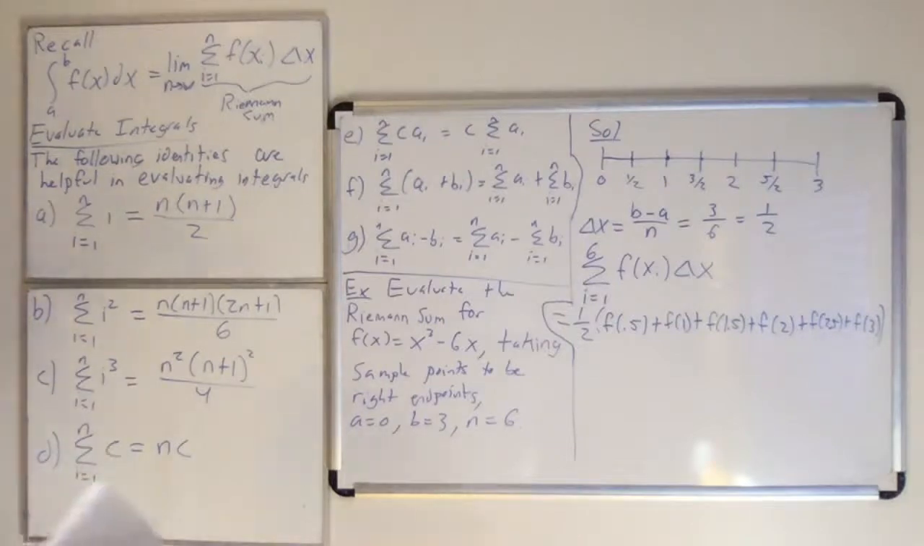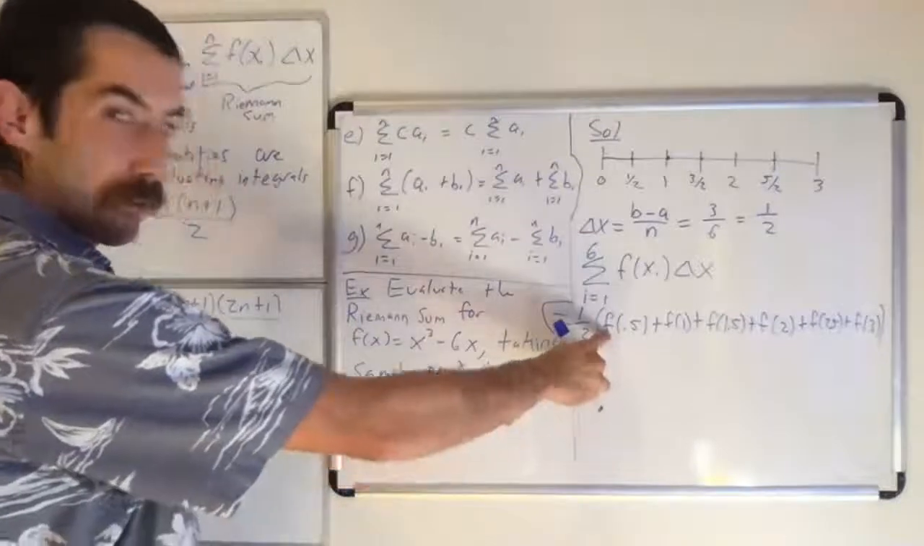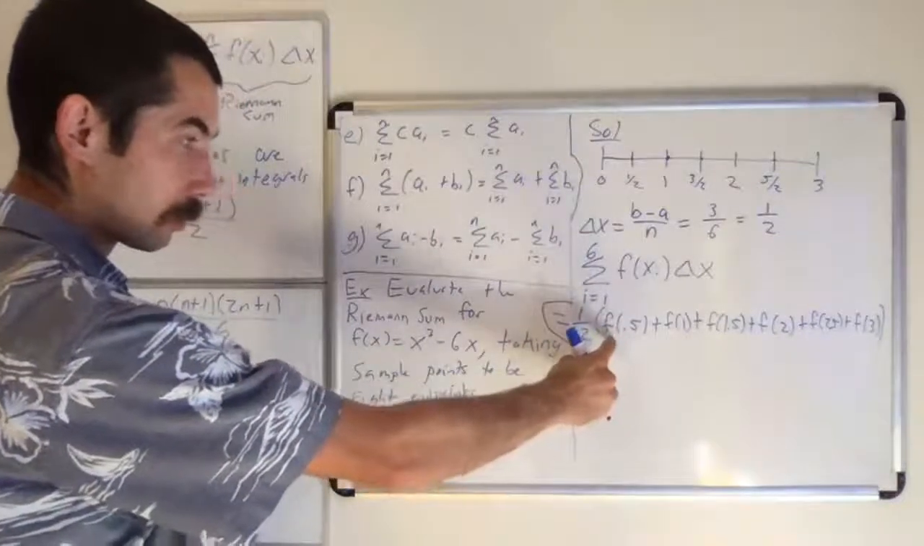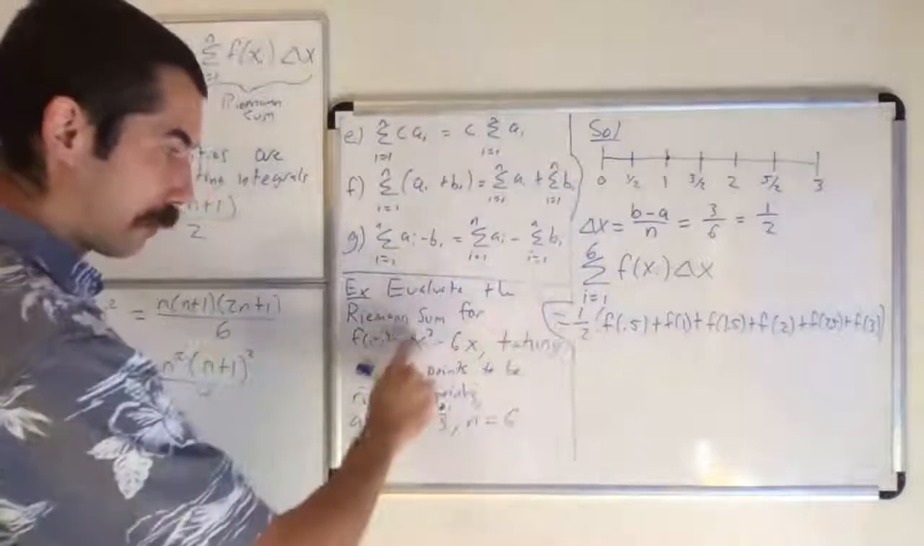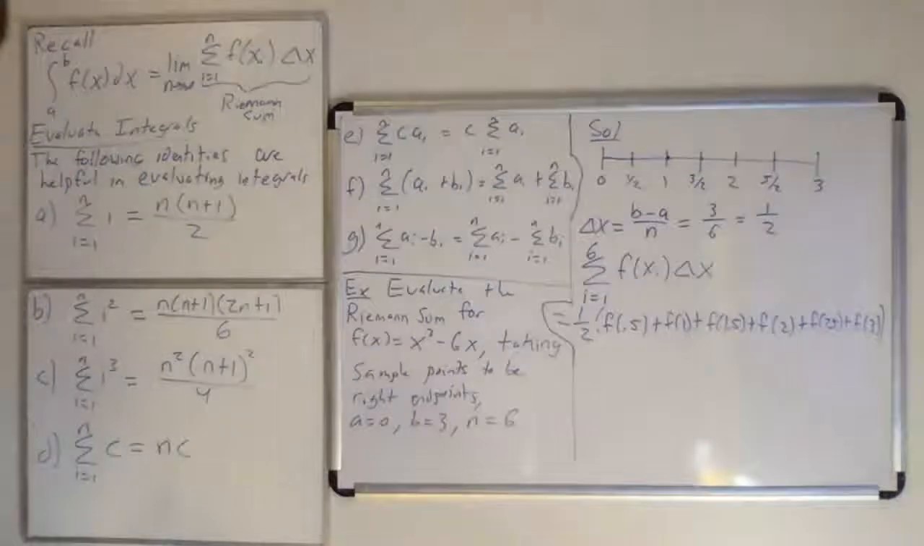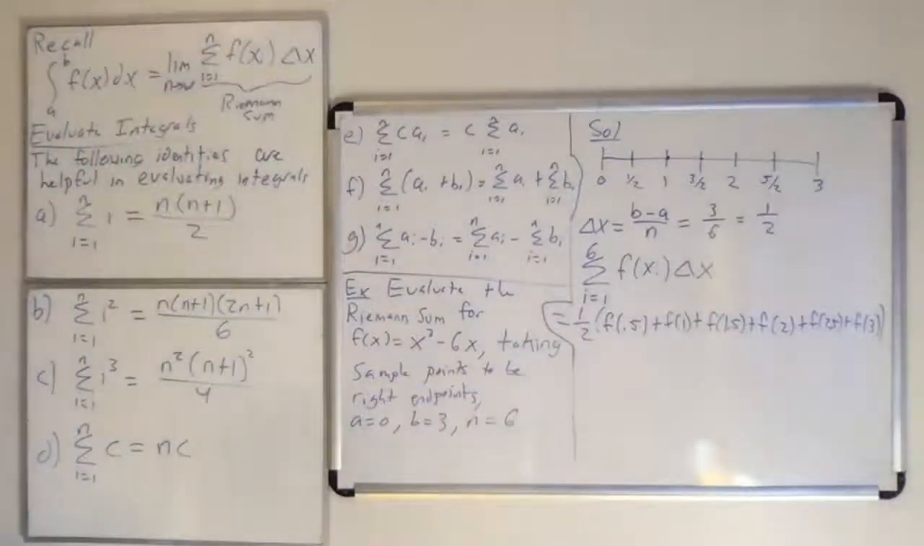Okay, so we would then want to evaluate our function at each of these endpoints. So we would plug 0.5 in for x here, and that's going to give us some number. Similarly, we'll plug 1 in, it'll give us another number. 1.5 will give us a number.